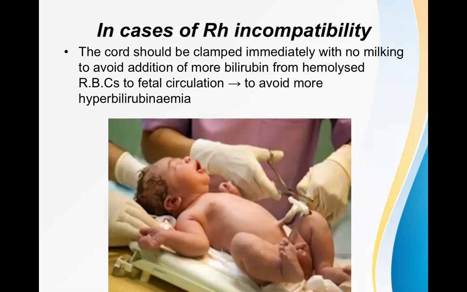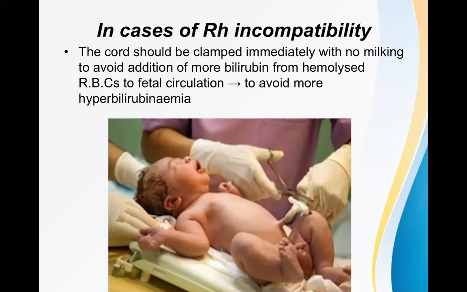Now, in case of RH incompatibility, should we do milking of the cord or not? That is another question. And the answer is no. We should not milk the cord. Rather, we should immediately clamp the cord and then cut it. Now, what is the reason for this? Many students know what RH incompatibility is, but please let me explain this right now.